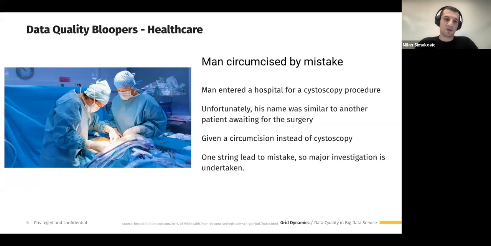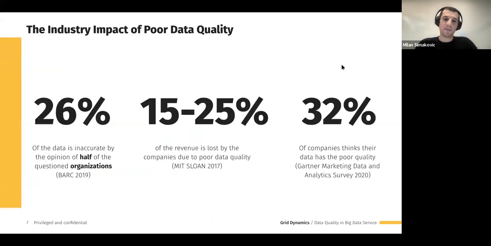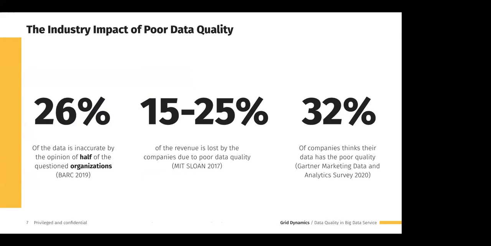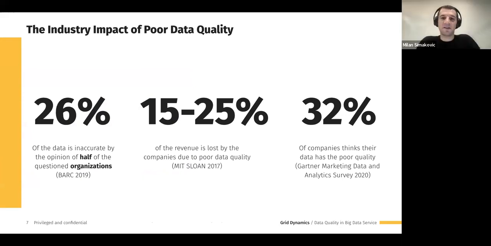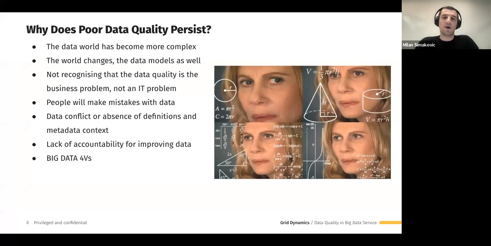These are only a few examples, and it happens all the time in all places all over the industry. From here you can see that almost every company admits that around 30% of the data they have is of poor quality. So how is this poor quality even possible?